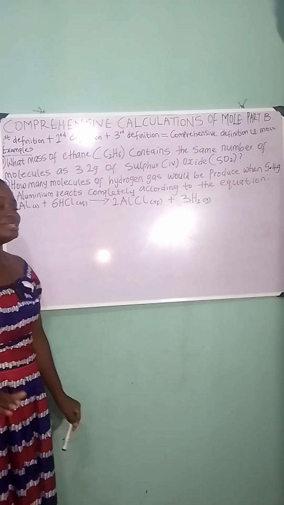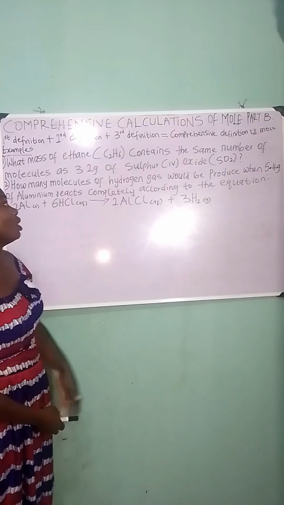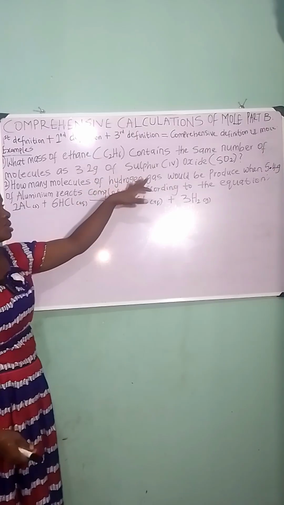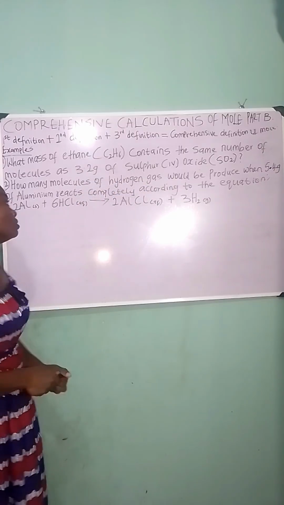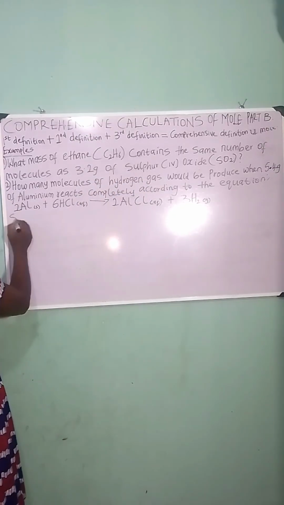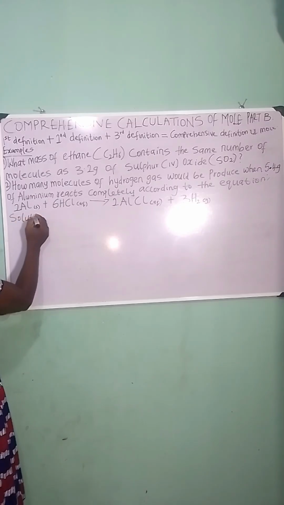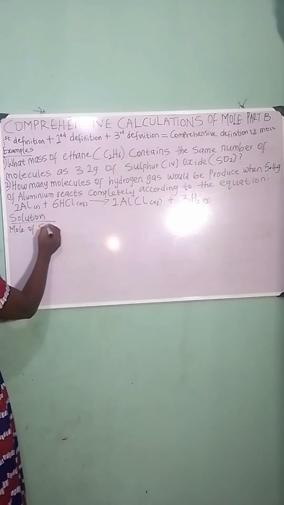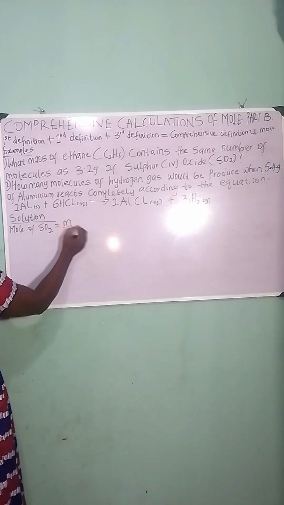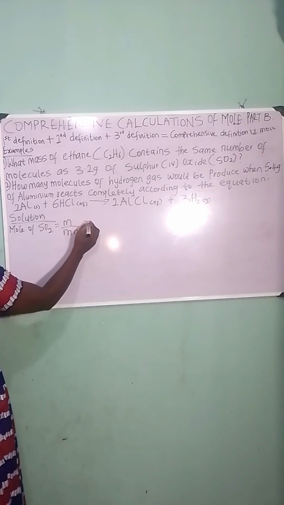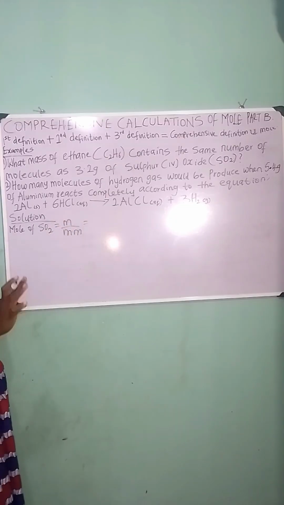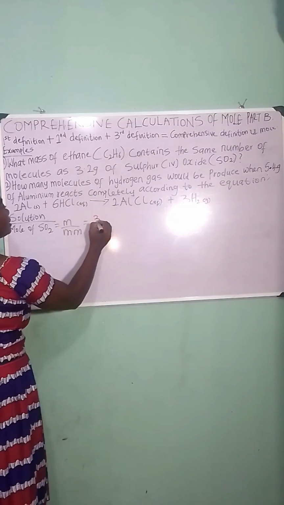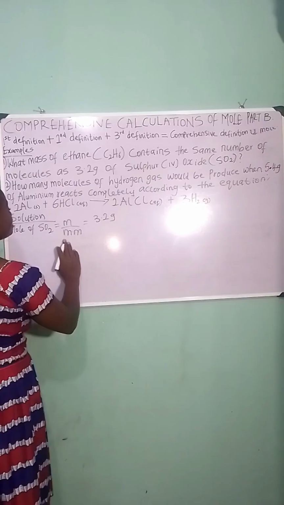And what is the known here? Calculating the moles of 3.2 grams of sulfur 4 oxide. What is the mole? So we'll say solution. Mole of sulfur 4 oxide is equals mass over molar mass. What is the mass of sulfur 4 oxide given? 3.2, okay?